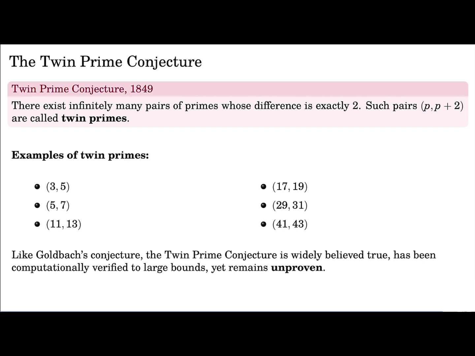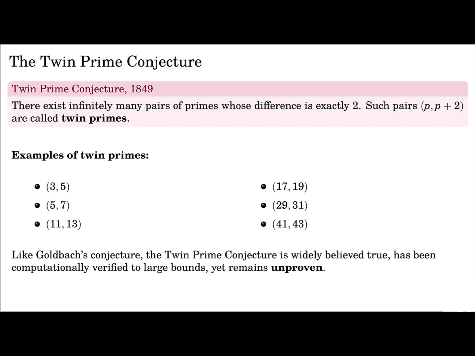And then there's the twin prime conjecture. This is another famous open problem, from 1849. Twin primes are pairs of primes that differ by 2. For example, 3 and 5 are prime numbers, and the difference between them is 2. So this is a twin prime. 5 and 7, 11 and 13, and so on. The twin prime conjecture says that there are infinitely many such pairs.